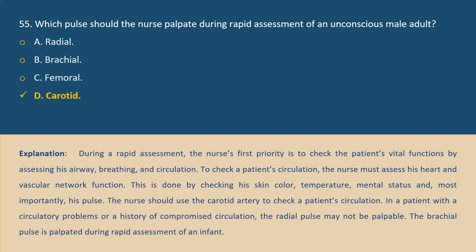Answer D. Explanation. During a rapid assessment, the nurse's first priority is to check the patient's vital functions by assessing his airway, breathing, and circulation. To check a patient's circulation, the nurse must assess his heart and vascular network function. This is done by checking his skin color, temperature, mental status, and most importantly, his pulse. The nurse should use the carotid artery to check a patient's circulation. In a patient with circulatory problems or history of compromised circulation, the radial pulse may not be palpable. The brachial pulse is palpated during rapid assessment of an infant.